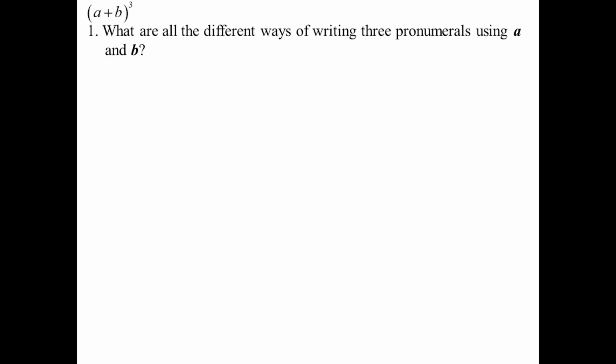What about cubed? Okay, so how can I use 3 pronumerals, but just using a and b? Well, I could have a cubed, I could have b cubed. I've grouped those together. I could have a b squared, or I could have a squared b.